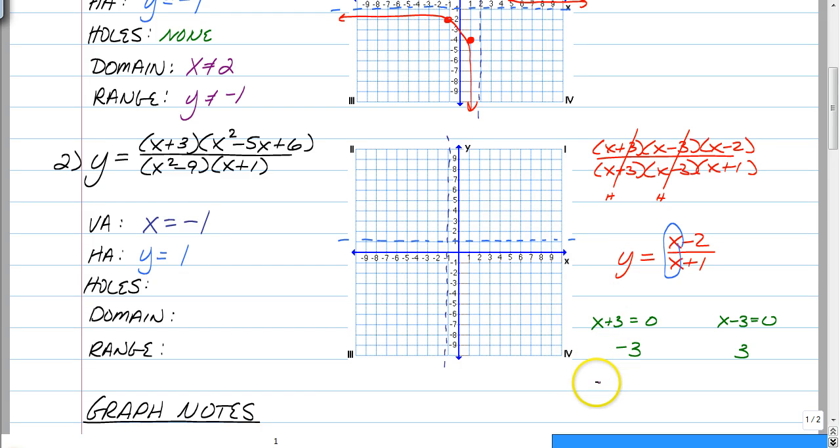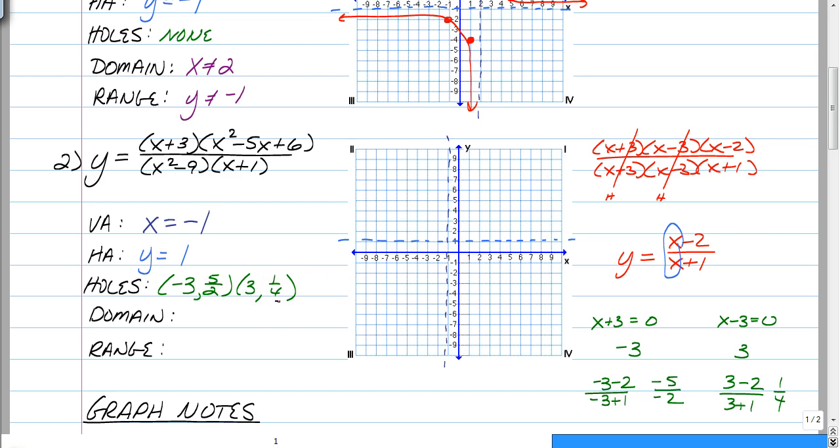So if we plug in a negative 3, that's going to be a negative 3 minus 2 over a negative 3 plus 1. So that'll give us a negative 5 over a negative 2. So one of our holes is negative 3, comma, 5 halves, or 2.5. The other one is a positive 3. So we're going to substitute a positive 3 into the equation, and we're going to get 3 minus 2 over 3 plus 1, which is 1/4. So we have a positive 3, comma, 1/4.